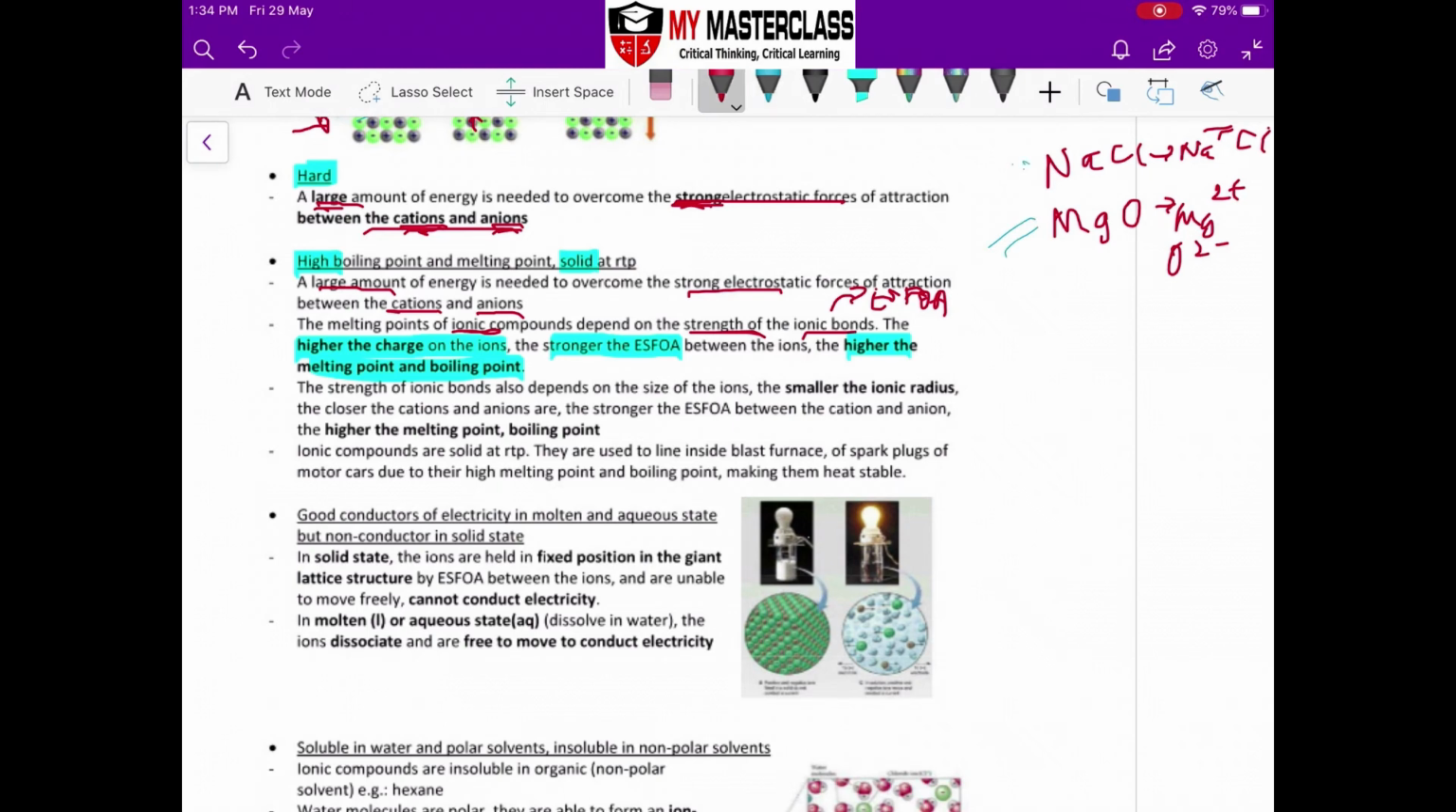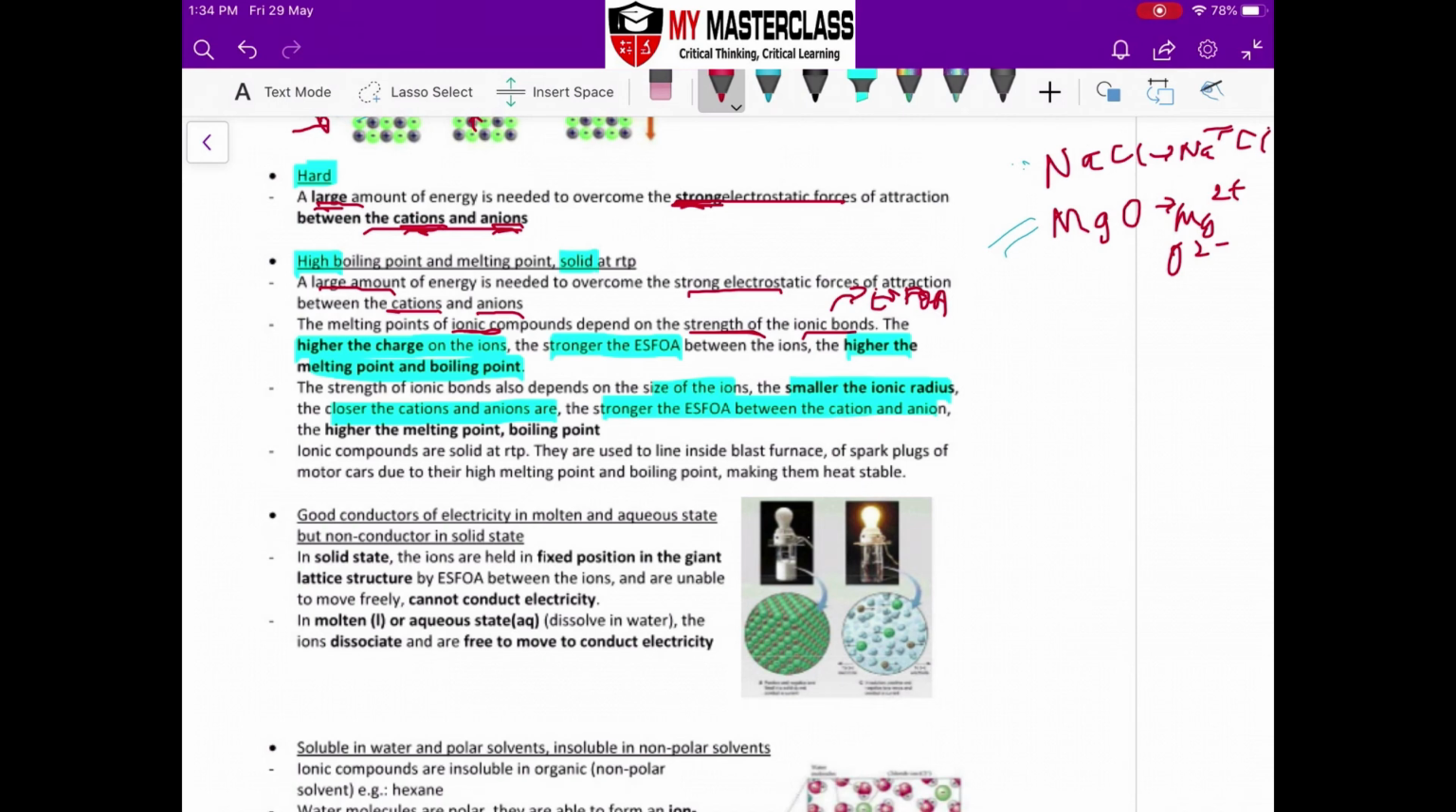The next property that affects the melting point and boiling point is the size of the ions. The smaller the ionic radius, the closer the cations and anions are, the stronger the ESFOA. You can think of it like a magnet. If your magnets are very close to one another, the attraction is very strong. Immediately they will stick together. But if your magnets are quite far apart from each other, meaning a bigger size, in this case relating to the ionic radius, then the attraction becomes weaker. Weaker attraction will lead to lower melting point and boiling point.